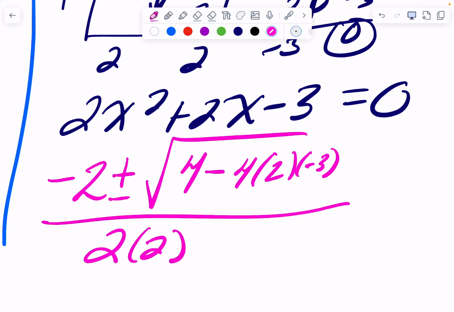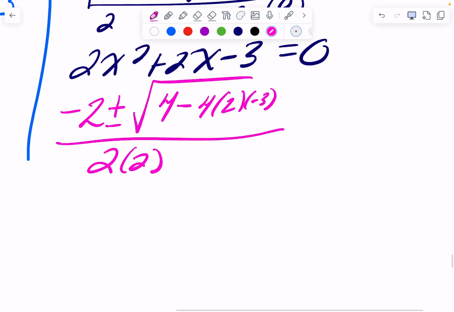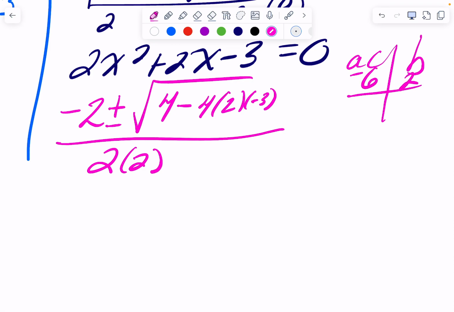Wait, why did we just go straight to the quadratic formula? It didn't work. Come on, look at... We could try and factor it. What multiplies to be negative 6 and adds up to be 2, nothing. So you're right, I did skip that. You just went quicker than me, that's all.